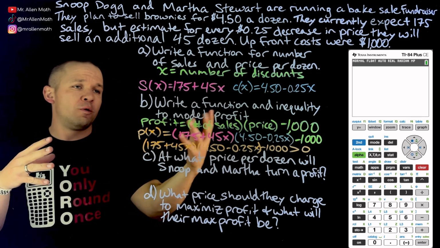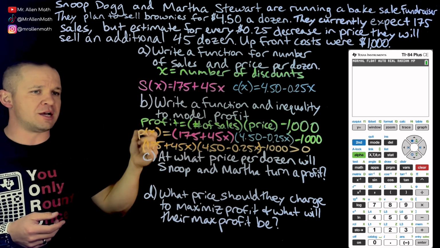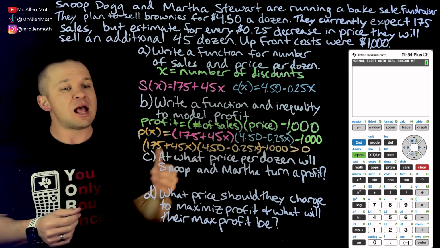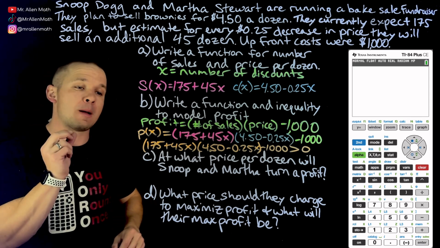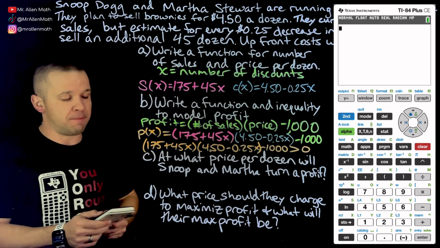So now we got two questions. We got this all set up. At what price per dozen will Snoop and Martha turn a profit? So when are they going to start making money, right? And then what price should they charge to maximize profits, and what will their max profit be? Time to bust out the big dog, okay? Bust out the big dog.